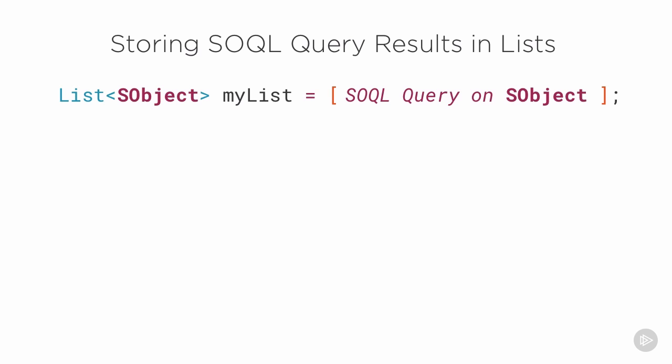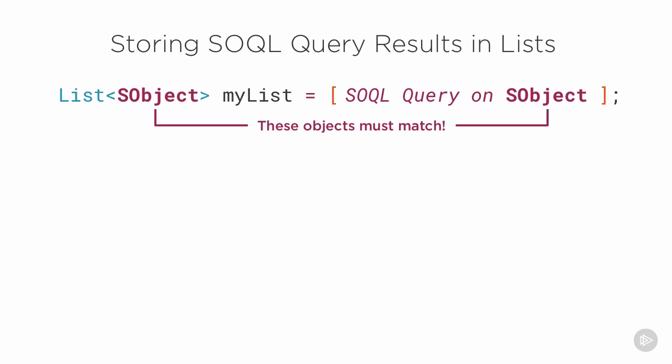And we end with our SOQL query. Notice that this query is surrounded by brackets. This tells Apex to expect a SOQL query. Also, very important, notice that the SOQL query is on the same sObject as our list. Finally, as with any other line of code, we need to end with a semicolon.